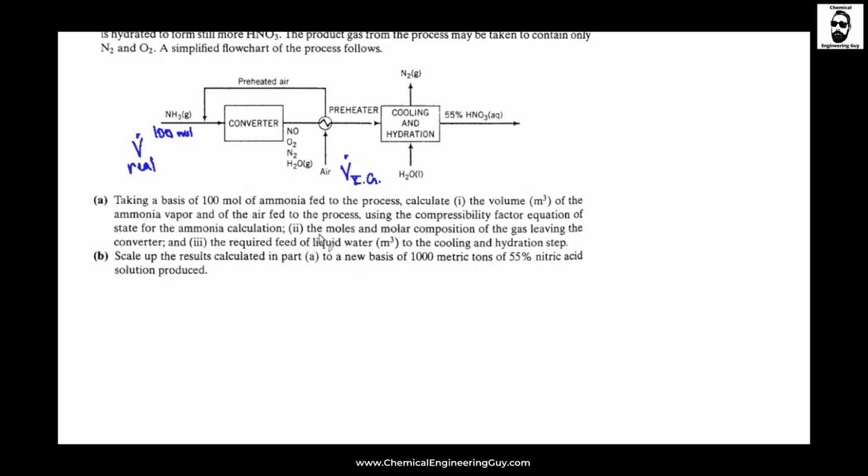Now, number 2, the moles and molar composition of the gas leaving the converter. So essentially this here, moles and composition. And 3, the required feed of liquid water, which I think is mass. I don't know, they wanted the cubic meters. Essentially you just need the density here. And yeah, essentially that's what they're asking us.